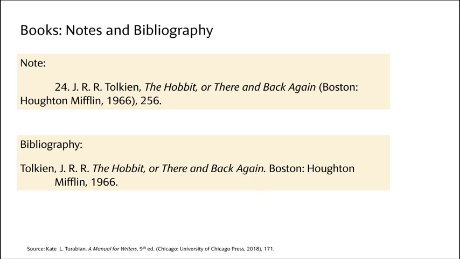The same construction of city of publication, colon, publisher's name, comma, date of publication is used, but without parentheses. With or without parentheses, this is a very common construction. After the date of publication, the bibliography entry ends with a period.